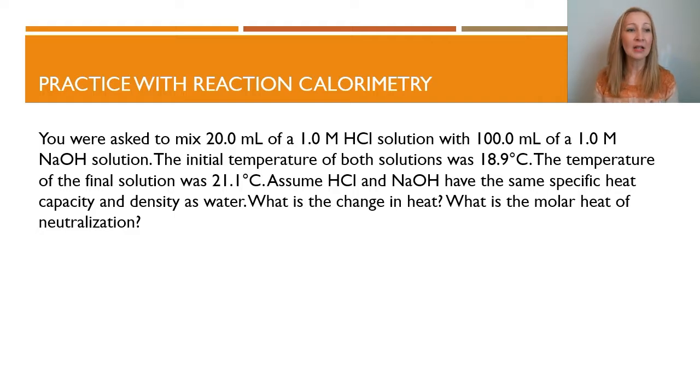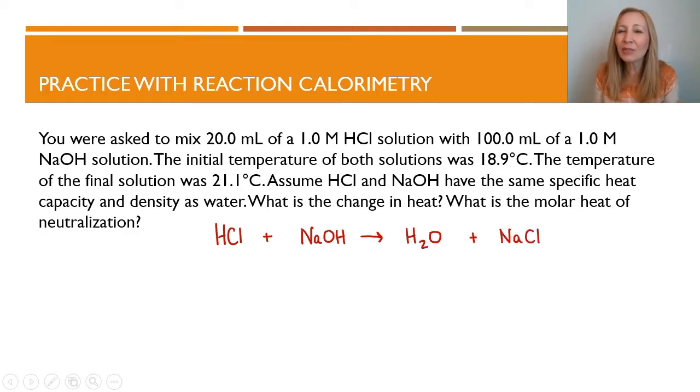If we're asked to mix 20 milliliters of a 1 molar HCl solution with 100 milliliters of a 1.0 molar NaOH solution, the initial temperature of both solutions, and remember they're in water, is 18.9 degrees Celsius. The temperature of the final solution is 21.1 degrees Celsius, so there was some heat evolved here. Assume that HCl and NaOH have the same specific heat capacity and density as water, because both of them are in water solutions. What is the change in heat? And then we're going to go on and calculate the molar heat of neutralization.